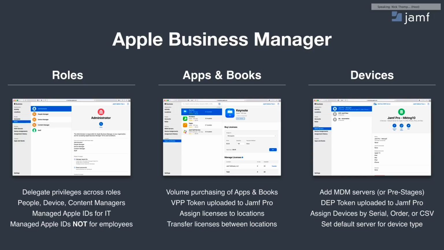The devices portion, which is really the DEP portion, allows you to add your different MDM servers or pre-stages, which we'll talk about a little bit later here. And it's a token, again, that you upload into Jamf Pro to establish communication. And you can assign devices by serial number, by order number, or by a CSV file. So as you purchase devices from Apple, they flow into here, and you can assign them to your appropriate server or pre-stage. And you can even set a default server for device types. You can say, have all of my Macs go to this particular server, and all my iOS devices go to this particular server. So that's Apple Business Manager.